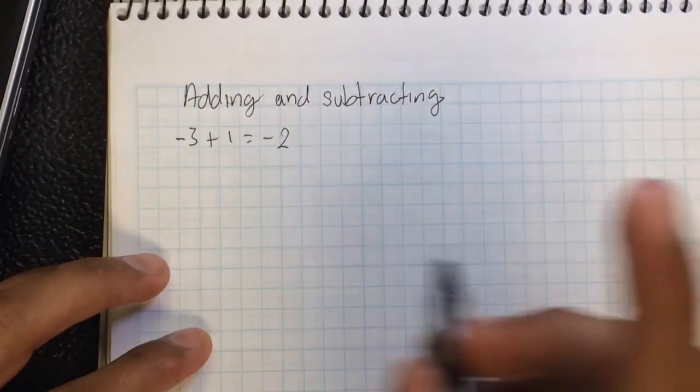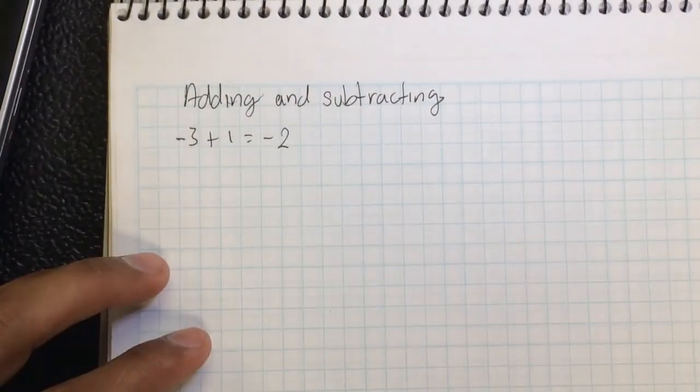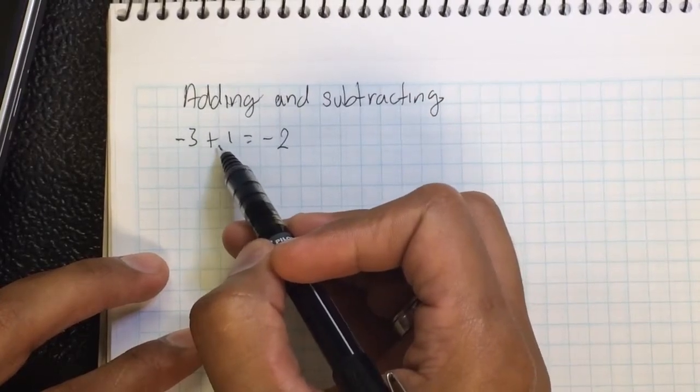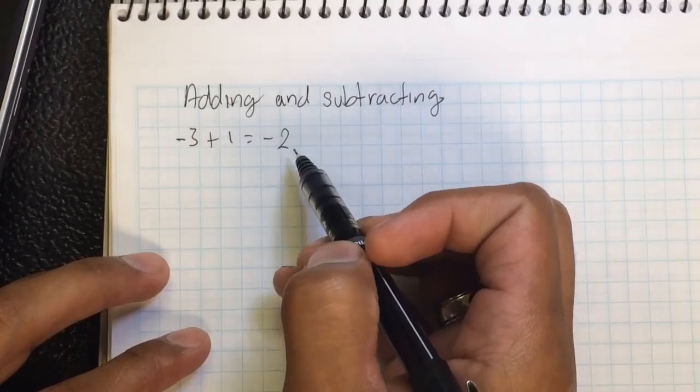Now I want you to look at this one. Look at it. I told you to do it with the money. So if you owe $3 and you have $1, when you give him that dollar, you're still gonna owe $2, right? Oh, yeah.